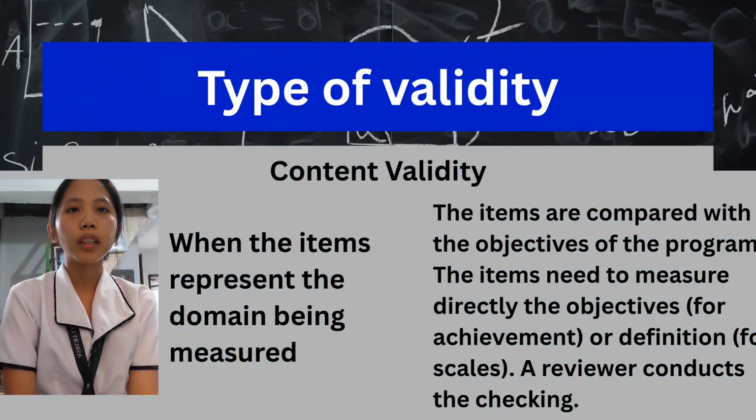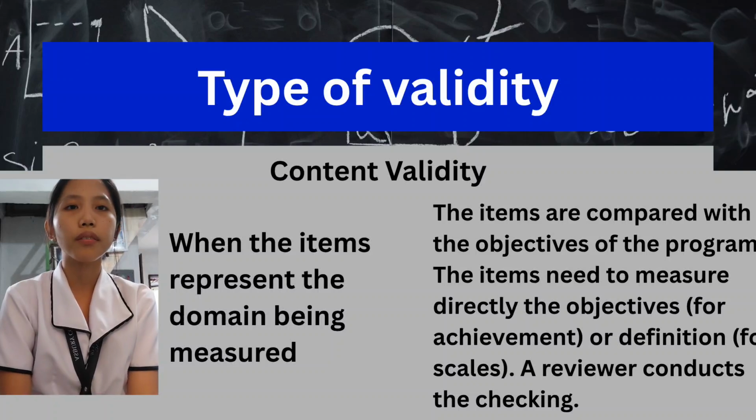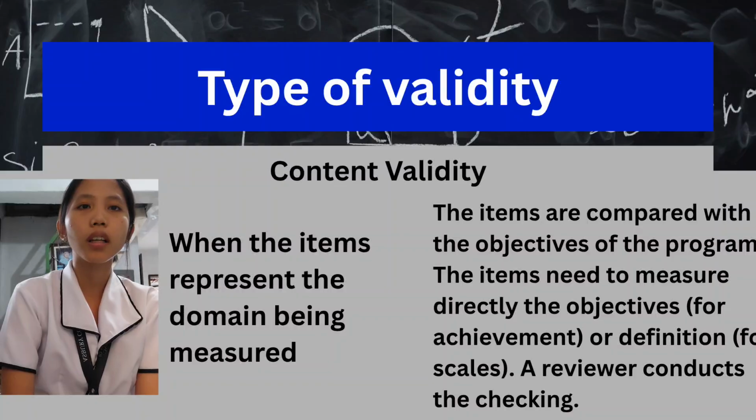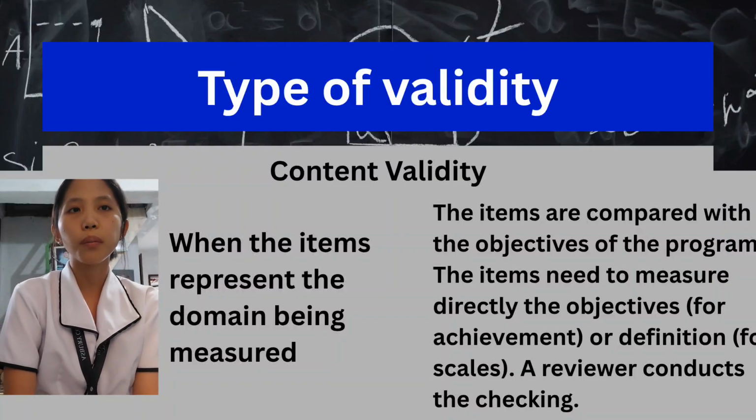So now let's proceed. We have the different types of validity. So first is the content validity. When we say content validity, it means that it checks if the questions in our test actually represent the content or skills that we want to measure.